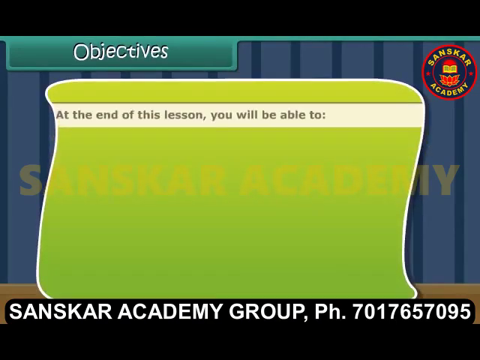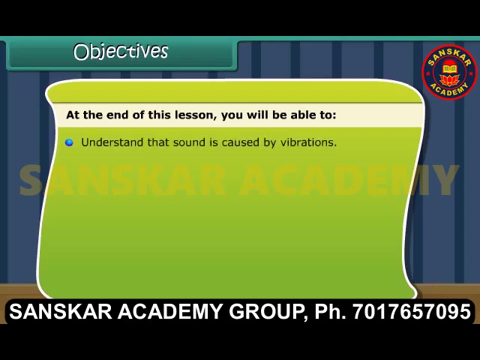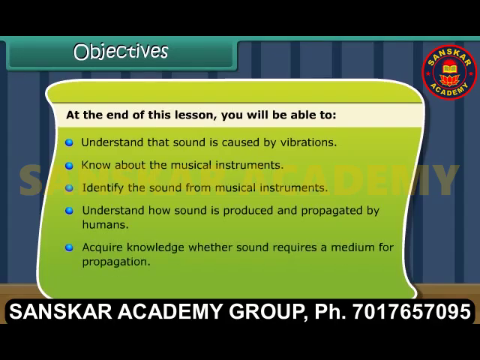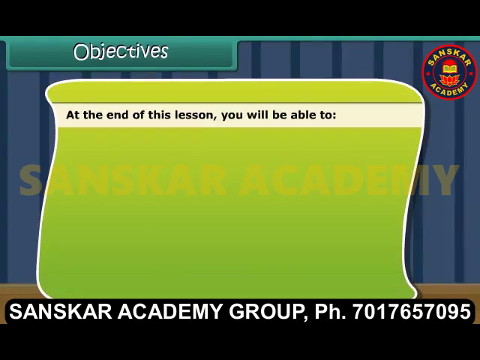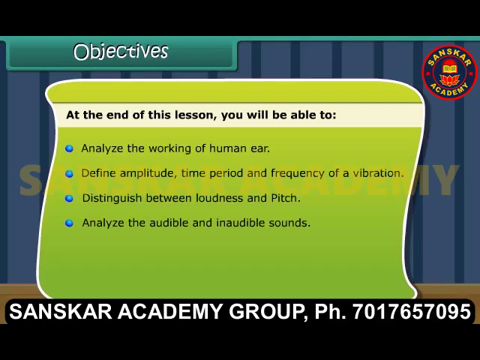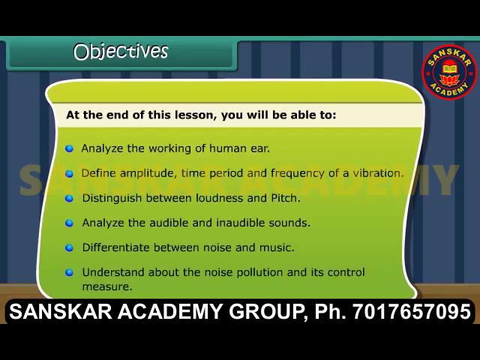Objectives. At the end of this lesson, you'll be able to understand that sound is caused by vibrations, know about the musical instruments, identify the sound from musical instruments, understand how sound is produced and propagated by humans, acquire knowledge where the sound requires a medium for propagation, understand the propagation of sound in liquids and solids, analyze the working of the human ear, define amplitude, time period, and frequency of a vibration, distinguish between loudness and pitch, analyze the audible and inaudible sounds, differentiate between noise and music, understand the noise pollution and its control measures.